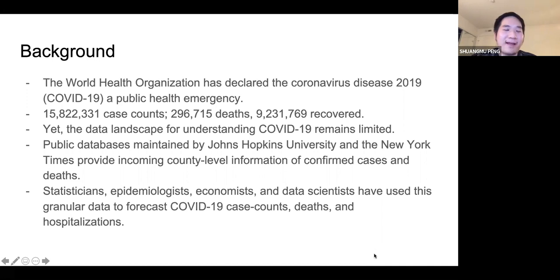For the background, although I think everyone knows what COVID is, here's some more detailed information. The WHO declared the coronavirus disease, COVID-19, a public health emergency in January this year. By yesterday, there have been about 15 million case counts, about 0.3 million deaths, and 9 million recoveries in the United States. Yet the data landscape for understanding COVID-19 remains limited. Public databases maintained by Johns Hopkins University and the New York Times provide county-level information of confirmed cases and deaths. Statisticians, epidemiologists, economists, and data scientists have used this granular data to forecast COVID-19 case counts, deaths, and hospitalizations.